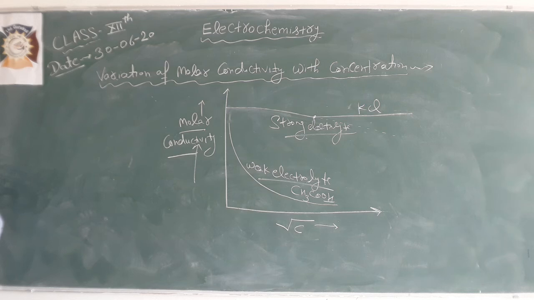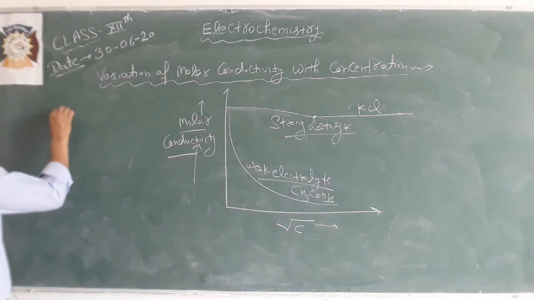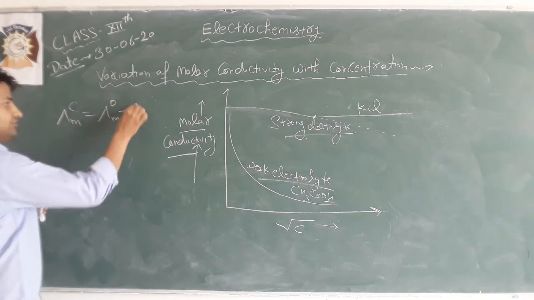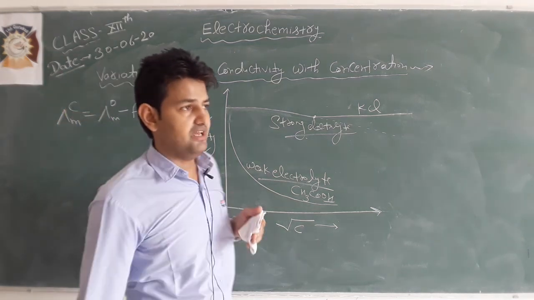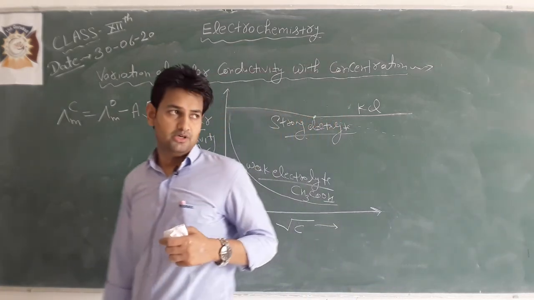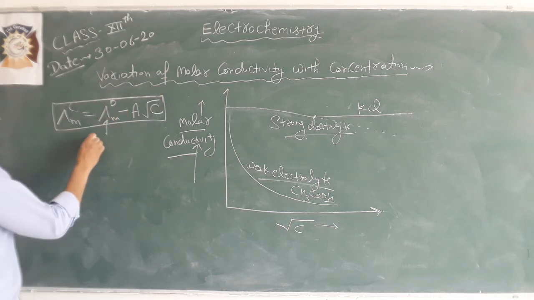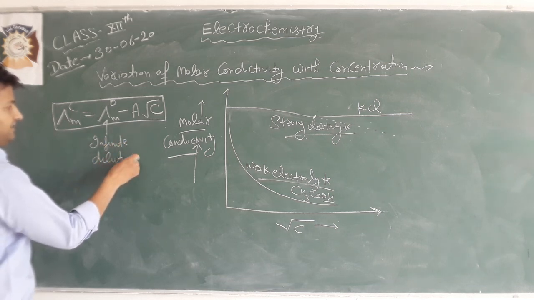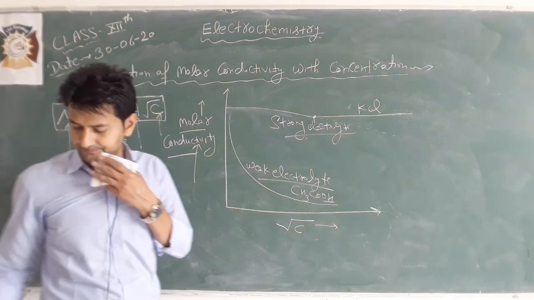There is one more point, according to the Debye-Huckel-Onsager equation. The Debye-Huckel-Onsager equation gives the molar conductivity at concentration C: molar conductivity at infinite dilution minus A under the root of C, where A is a constant depending upon the nature of the electrolyte and the nature of the solution. We can find out molar conductivity at concentration C from molar conductivity at infinite dilution. A is a constant, C is concentration.